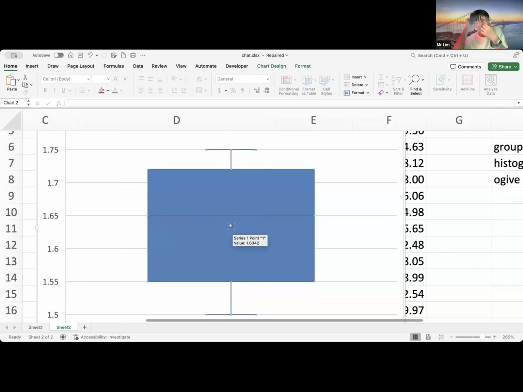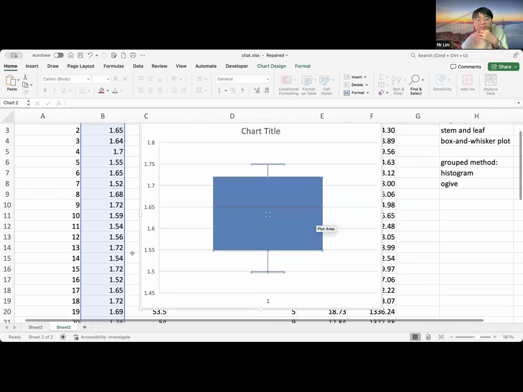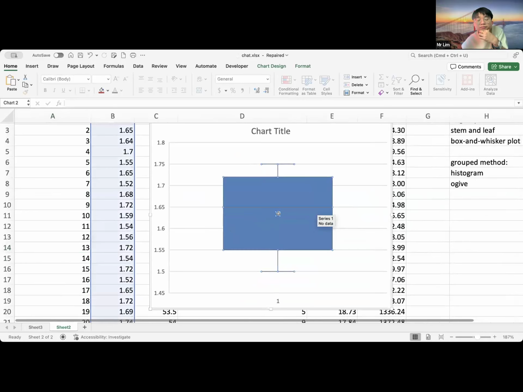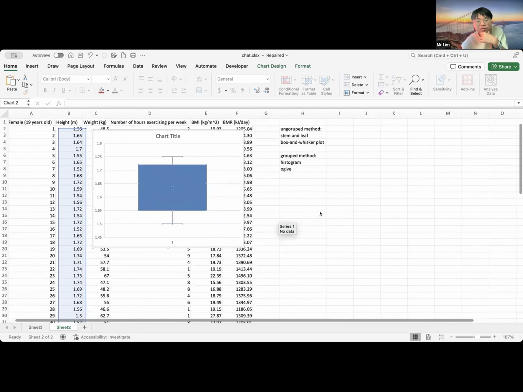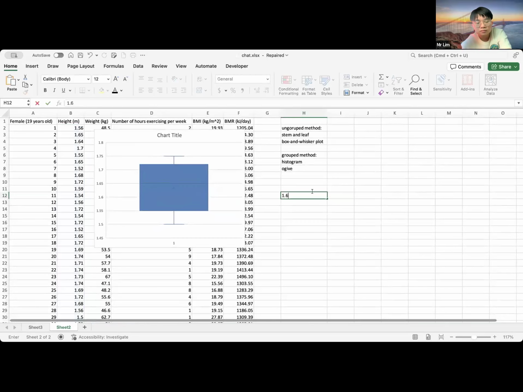1.6342. If you use the box and whisker tool in your Excel, there's one more cross shown here. What do you think is this data? This one, 1.6342. I guess so. Well, I think it is your average.